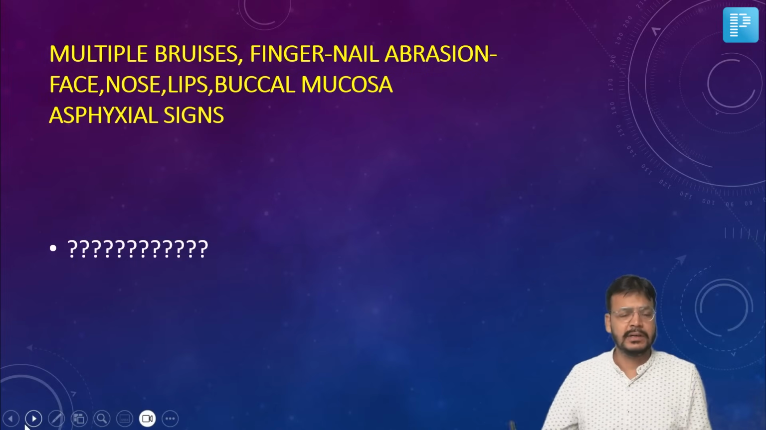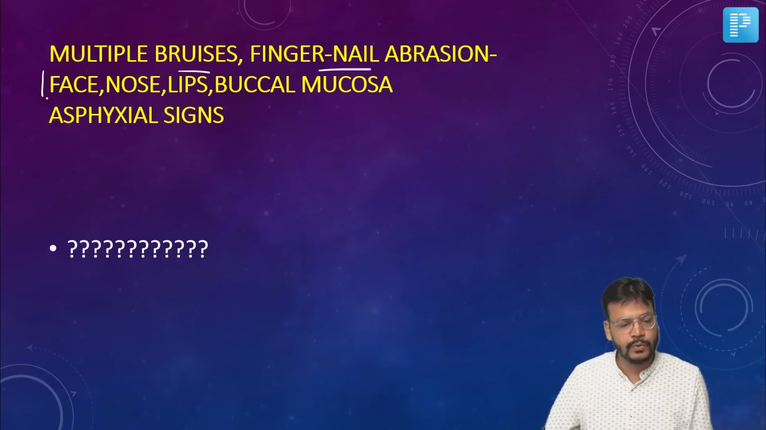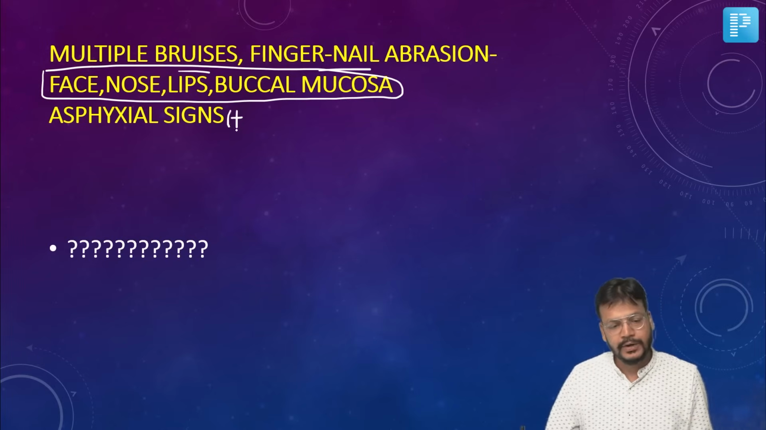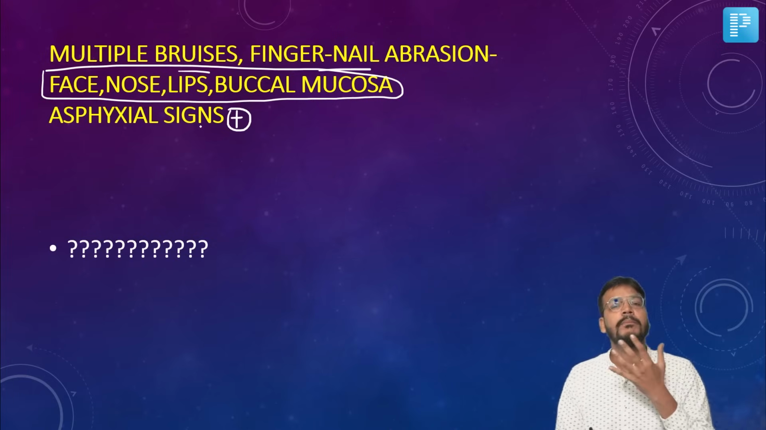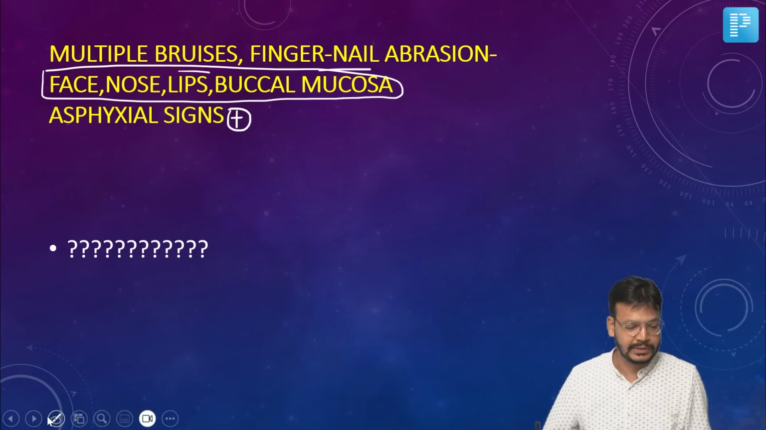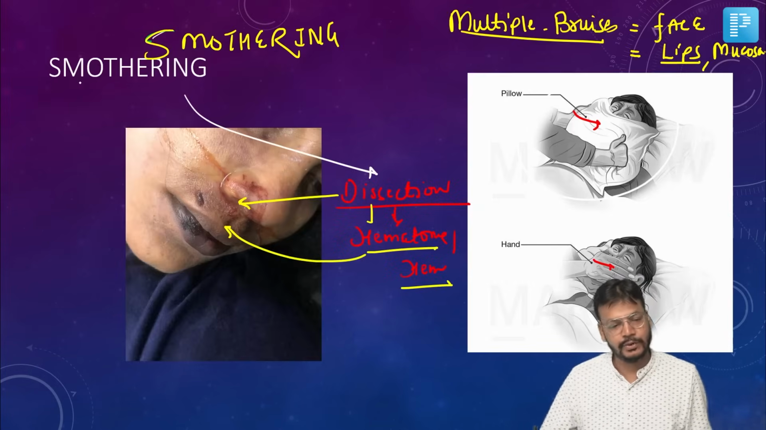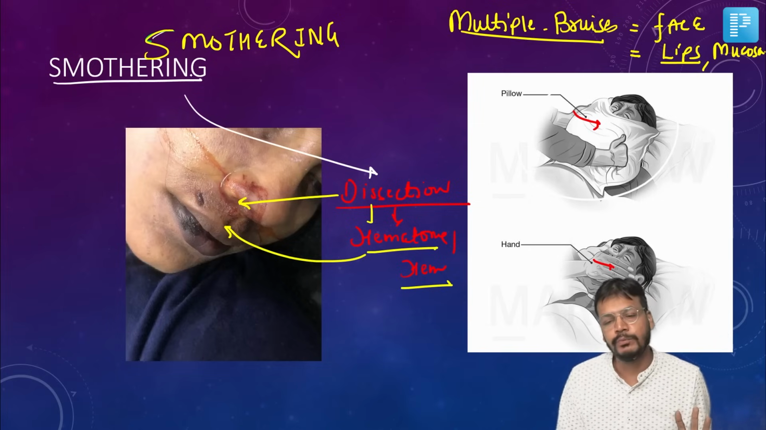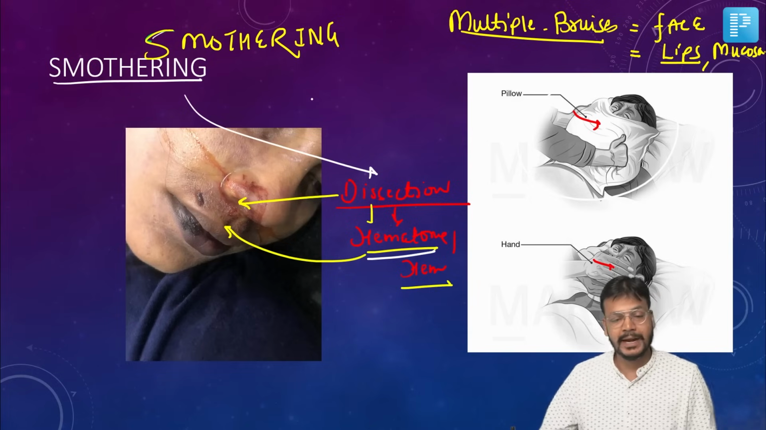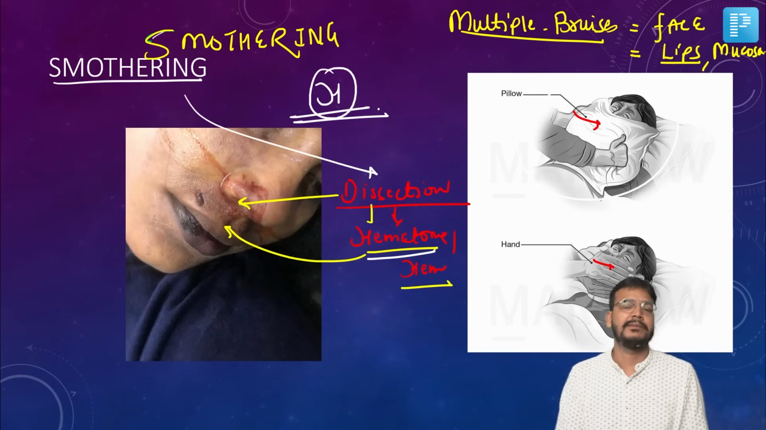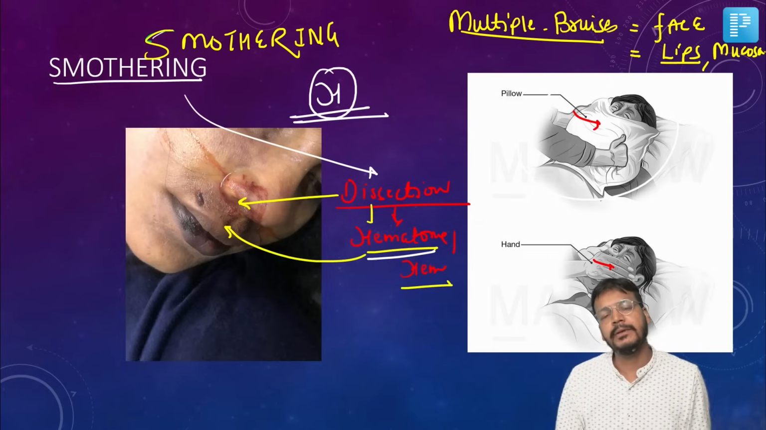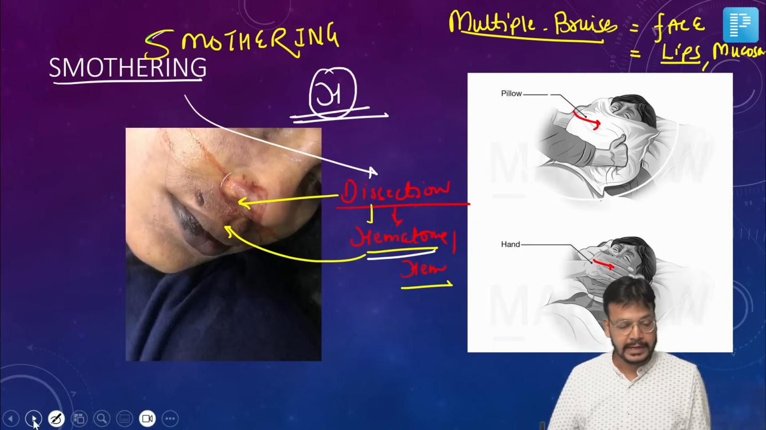Sir, but the same question comes: multiple bruises, fingernail abrasion over the face, nose, lips and buccal mucosa, with presence of asphyxial signs. My dear friend, it is none other than smothering. Nose and mouth both are blocked. And Doctor Saab, after bruise dissection, it is hematoma or hemorrhage. Smothering is homicidal. So the fingernail abrasion and bruises over the neck, it's throttling. Fingernail abrasion and bruises over the nose and mouth, it's smothering.